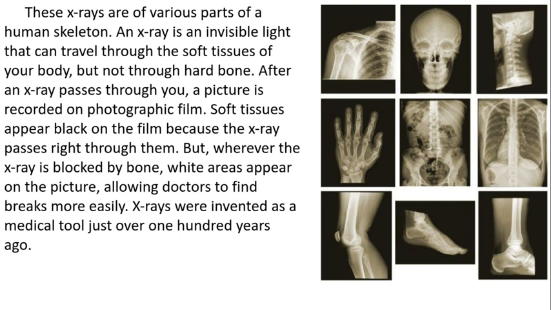After an x-ray passes through you, a picture is recorded on photographic film. Soft tissue appears black on the film because the x-ray passes right through it. But wherever the x-ray is blocked by bone, white areas appear on the picture, allowing doctors to find breaks more easily. X-rays were invented as a medical tool just over 100 years ago.